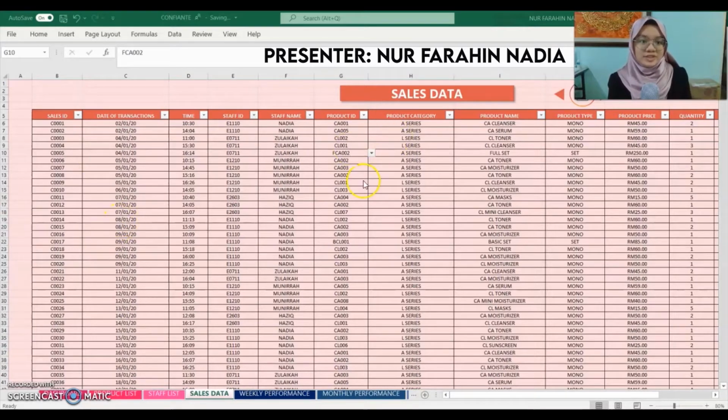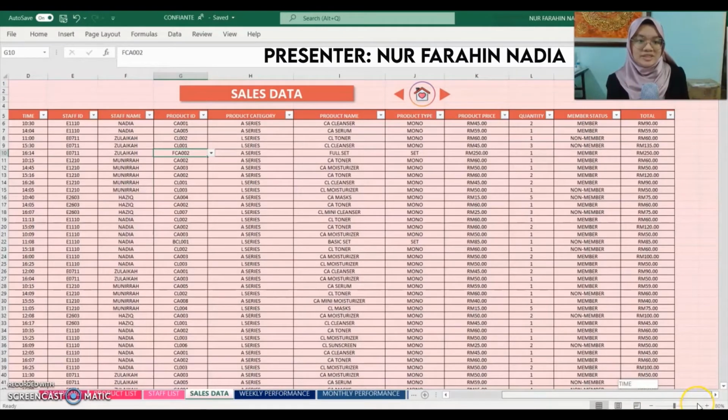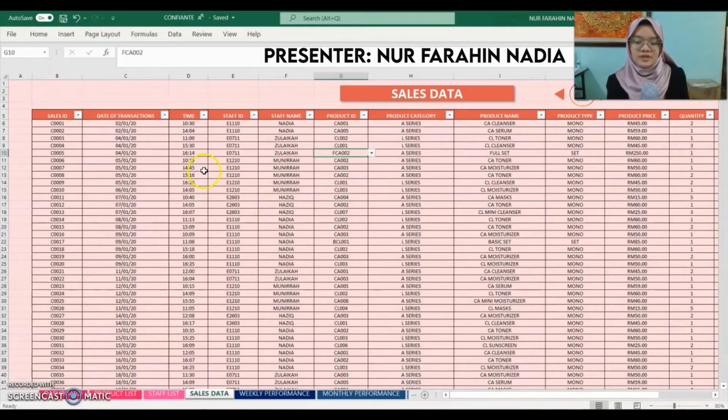So this is our sales data. The attributes or fields are sales ID, date of transaction, time, staff ID, staff name, product ID, product category, product name, product type, product price, quantity, member status, and total. For our sales data, we use data validation, VLOOKUP, and filtering.